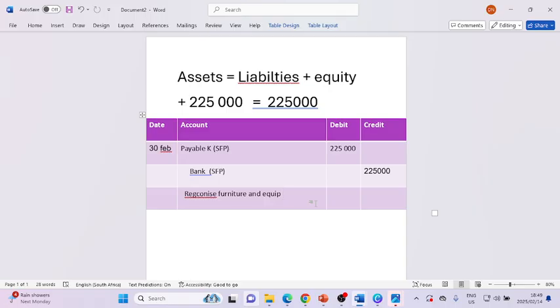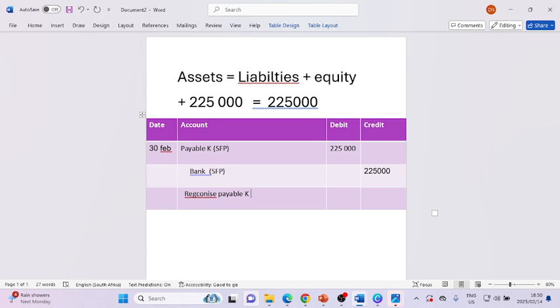So you're gonna recognize furniture, and you're gonna say you have recognized payable K. You can literally write that you recognize or derecognize payable K as your liability, or payable K's liability settled, something like that. You can write anything as long as it makes sense to the problem and you are explaining what is happening.